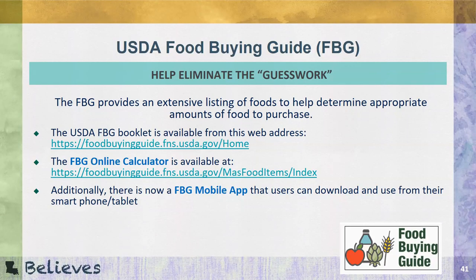To help eliminate any guesswork, the USDA Food Buying Guide provides a listing of foods and information to help in determining the amount to purchase to credit foods toward a reimbursable meal. Not only does the Food Buying Guide help the sponsor to determine how hundreds of different food items credit towards the SFSP, but it also helps the sponsor determine how much of a given ingredient or food it needs to purchase to provide a given meal. The Food Buying Guide can be accessed online, and there is also a Food Buying Guide online calculator that is very user-friendly. It can be accessed at the link listed on this slide, and it's also available as an app for your smartphone or tablet, and it's called the Food Buying Guide mobile app.